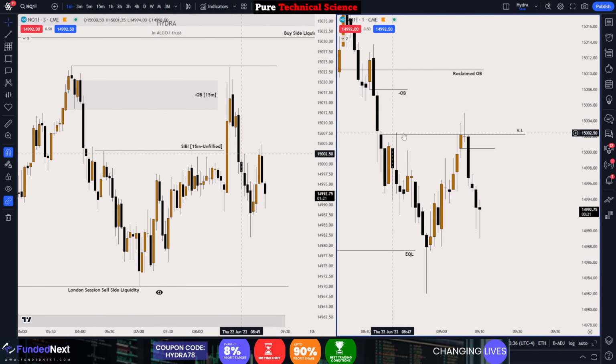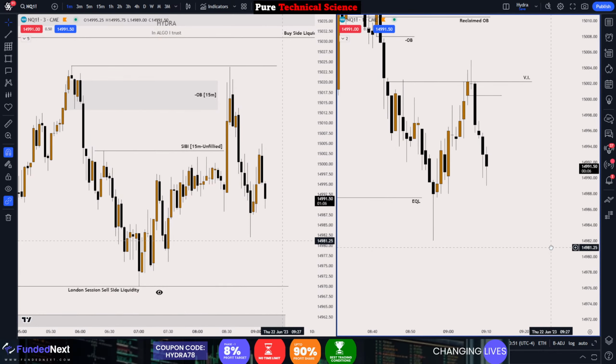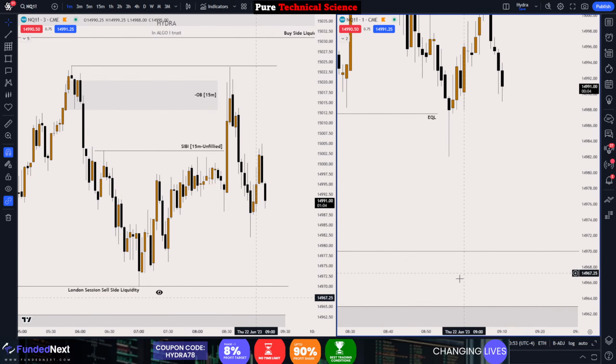Because price is highly indicating to me that it wants to remain bearish by closing its candle's body below this volume imbalance, below this fair value gap. So where is the volume? Towards the sell side liquidity. Where's the gravity? Okay, if I put it that way, the gravity is on the sell side.